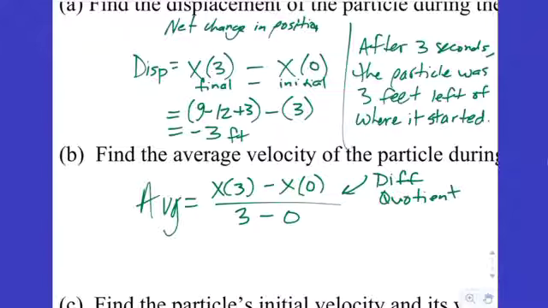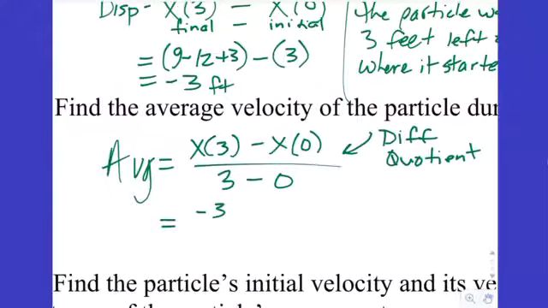Yeah, you need to communicate what you're doing. And if you don't show the difference quotient, that's one of the big things that College Board and I will both be picky about. If you don't see the difference quotient, you're not going to get checked for your setup. So make sure you're showing it. Now we can plug in. We happen to have computed the displacement in part A, so I know it's going to be negative 3 over 3, which equals negative 1.